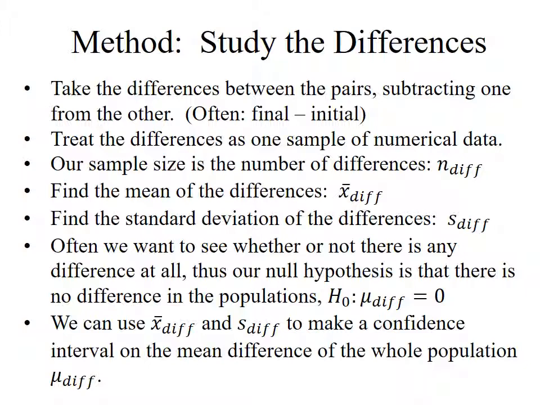Usually in this case, what I want to know is whether there is really any difference at all, or any statistically significant difference at all. I'm never going to get an x bar of exactly 0, but I want to know, is this within the range of the sorts of things you would get if the average overall population difference was 0? So usually the null hypothesis is simply that there's no difference in the population. So H naught is that mu of the differences is just 0. And then we can use the sample mean, x bar, of the differences and the standard deviation of the differences to make a confidence interval on what the mean difference of the whole population would look like.